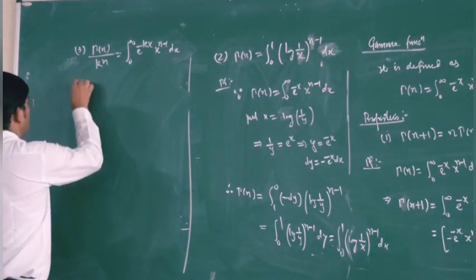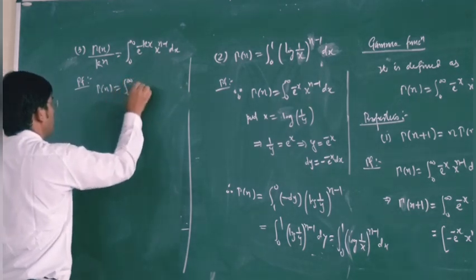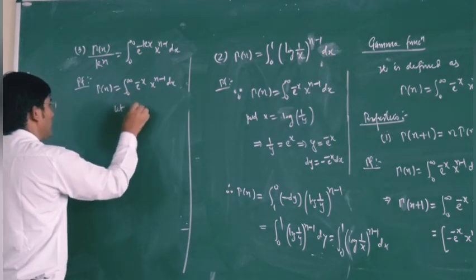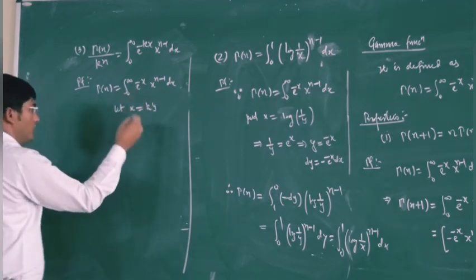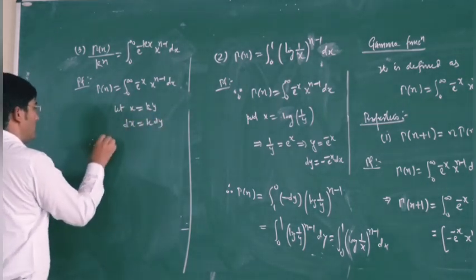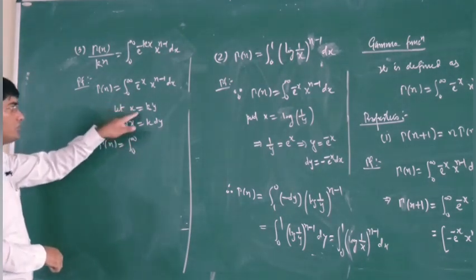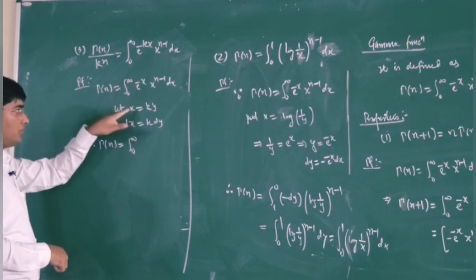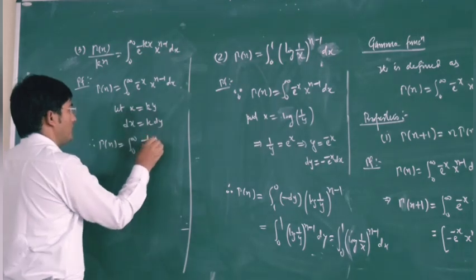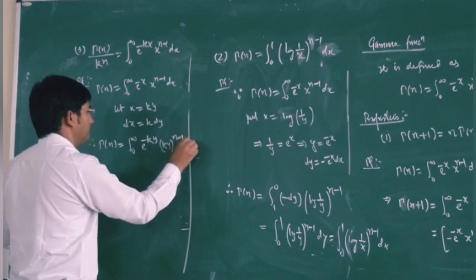The proof is very easy because your gamma n is equal to integral 0 to infinity e power minus x into x power n minus 1 dx. So let us replace x by ky. If you replace x by ky, then your dx will be k times dy. So therefore your gamma n equal to integral 0 to infinity, our limits will be fixed, because if you put x equal to 0, our y will be 0, and if we put x equal to infinity, then our y is infinity. So we have e power minus ky into ky power n minus 1 into k dy.